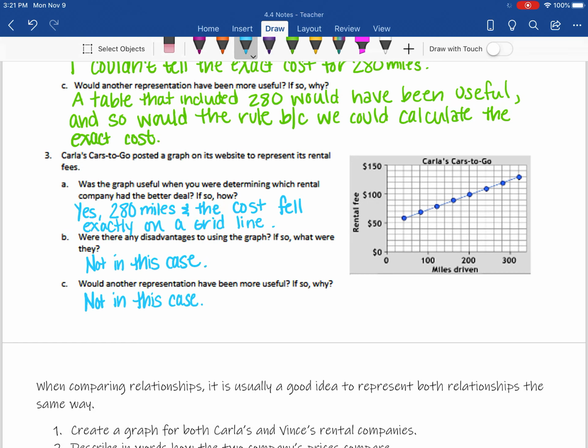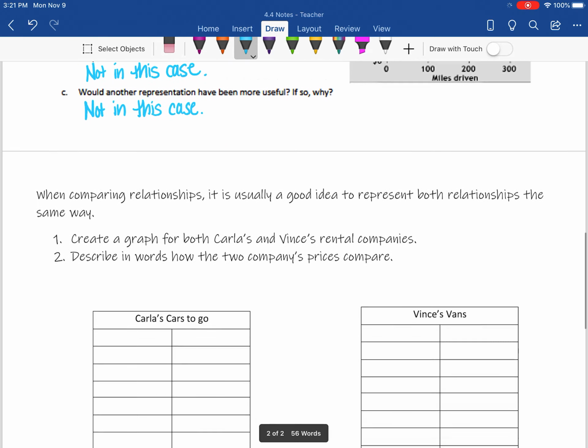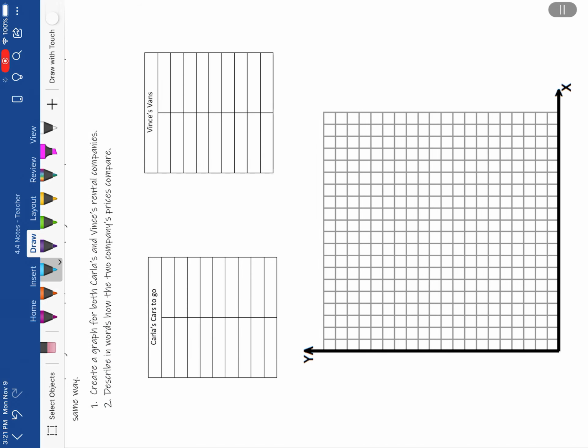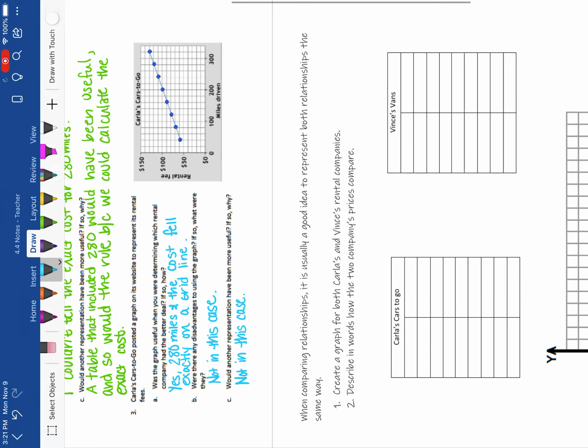All right, so the next thing that we're going to do is look at when we're trying to compare relationships. When we're trying to compare relationships, it's usually a good idea to look at the same representation. Okay, so we want to look at either two tables or two graphs or two lines on the same graph, two rules. It's easier to compare when you have the same representation. So we're going to create the same representation. And first thing we're going to do is create a table for Carla's.